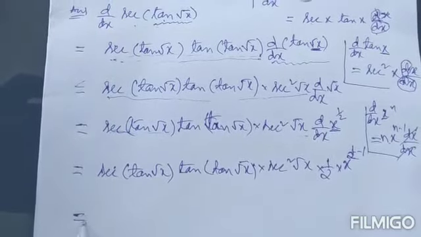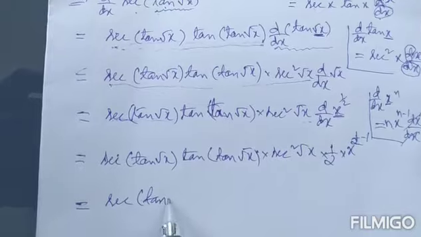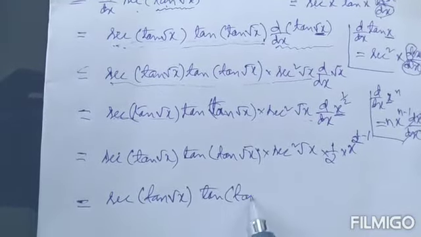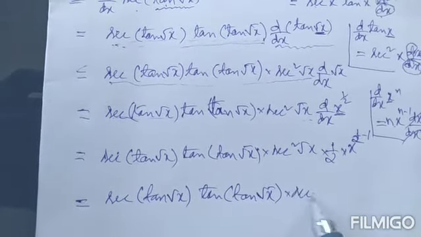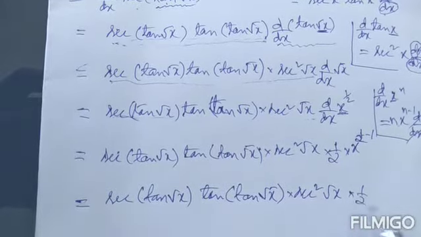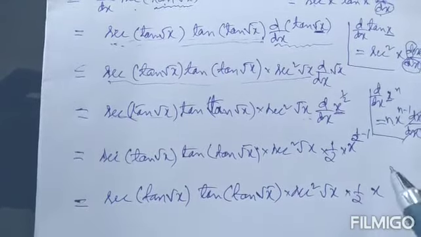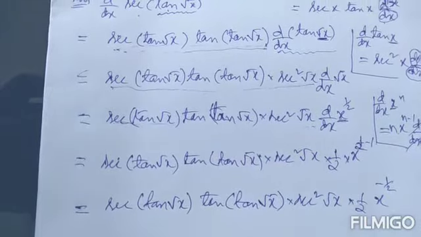So in the next line, sec of tan root x, tan of tan root x, sec square root x, 1 by 2, x power 1 by 2 minus 1 is minus 1 by 2 when you take the LCM.